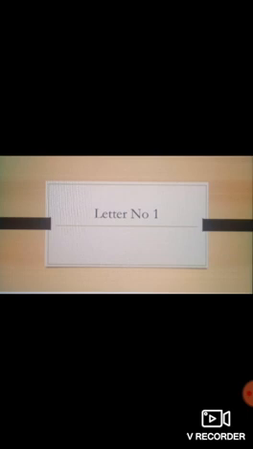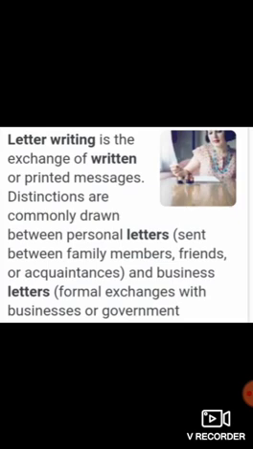Dear students, today we will learn what a letter actually is. Before proceeding to our letter number 1, let's discuss what a letter is. Letter writing is the exchange of written or printed messages. A letter is a message that can be conveyed in printed or written form. Printed messages are what you print, and if you write it yourself, that is in written form.